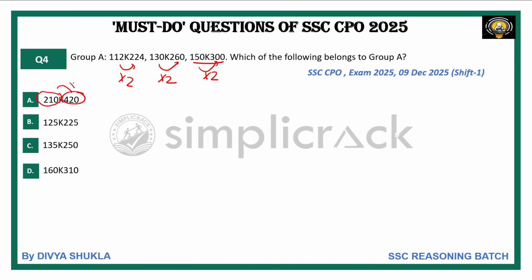210 multiplied by 2 gives 420. This is correct. 125 should give 250, but 225 is present, incorrect. 135 multiplied by 2 should give 270. This is again incorrect.